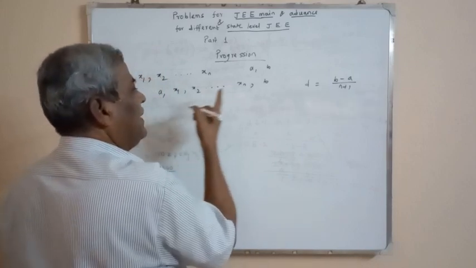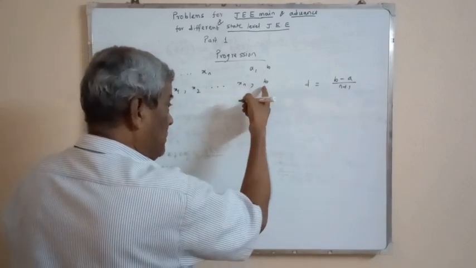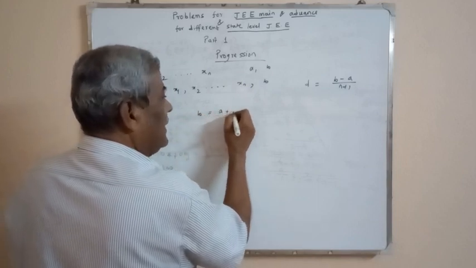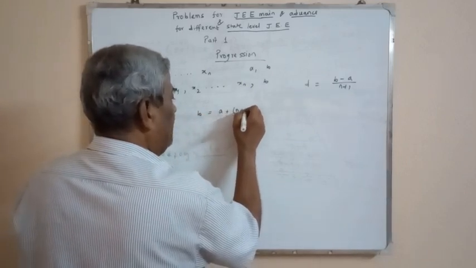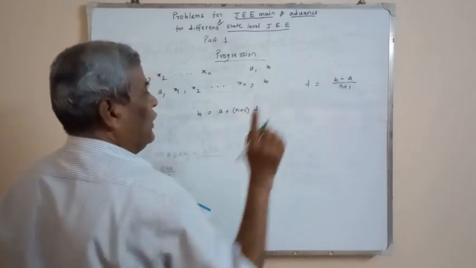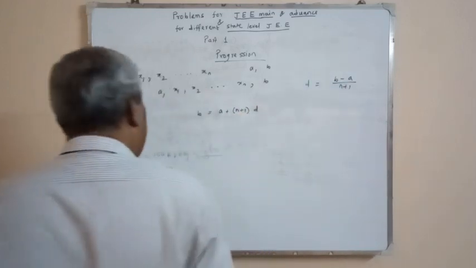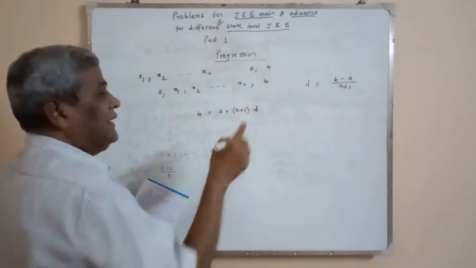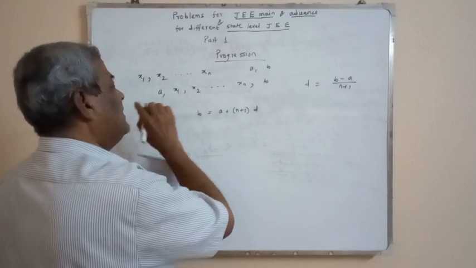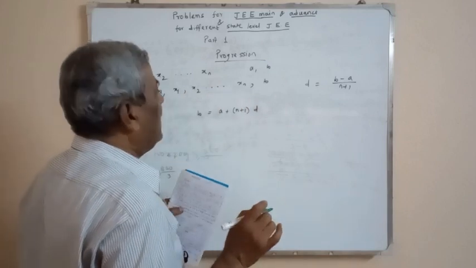First term is A, last term is B, so that B is equal to A plus n plus 1 into D. From here, D can be calculated like that. Now, knowing D from this formula, all arithmetic means, their sum, etc. can be obtained.